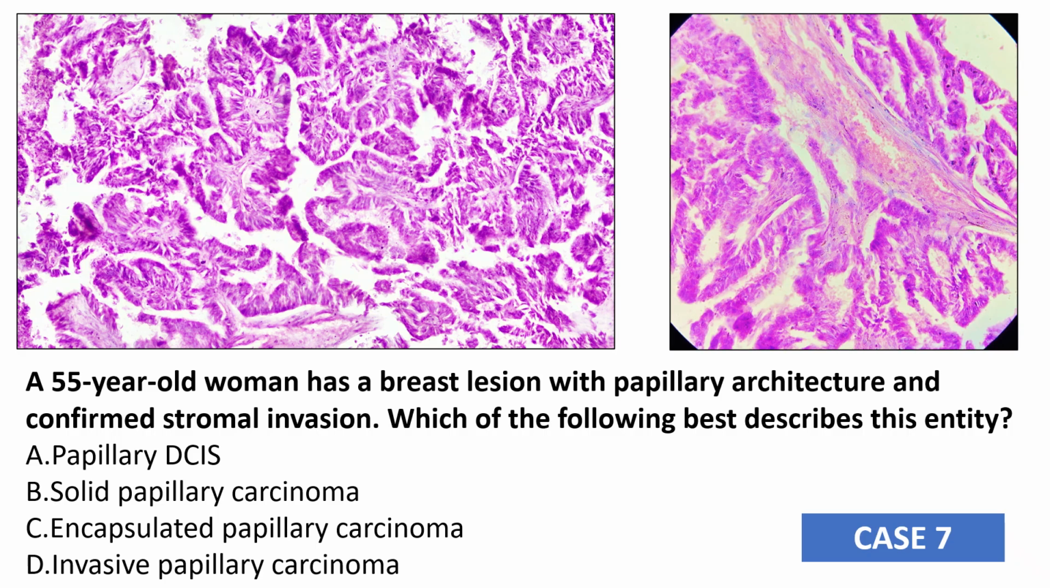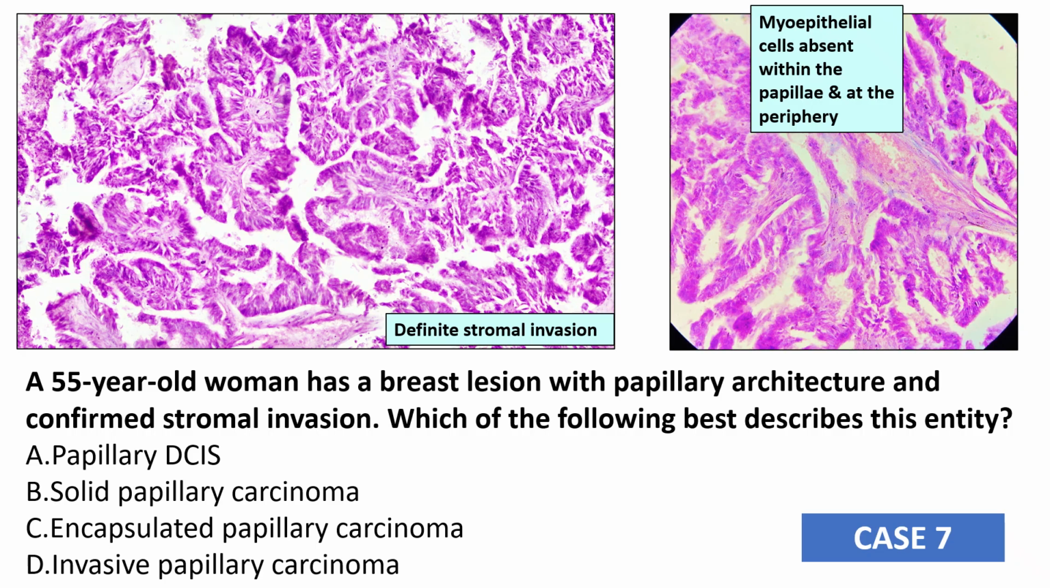So here you are able to see well formed papillae. So it will be invasive papillary carcinoma. But according to the thing which we have learned, the three things: invasion present or absent, capsule present or absent, and myoepithelial cells. You should go in that order to make it easier. So there is definite stromal invasion, so it is invasive, and papillary architecture is there, it is invasive papillary carcinoma. Myoepithelial cells are absent within the papillae and also at the periphery.